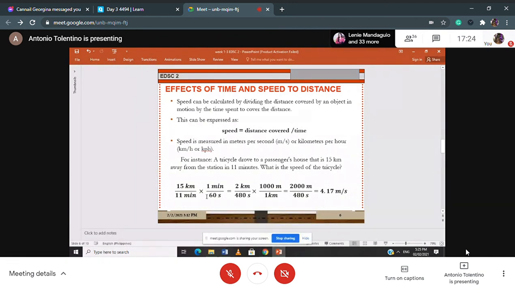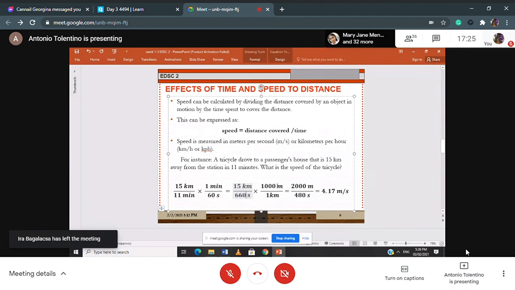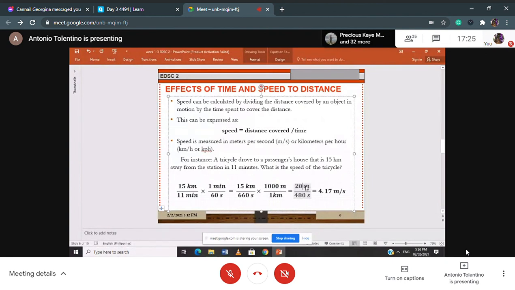Let's first convert. Okay, 15 kilometers. Let's first convert the minutes to seconds. We're going to maintain 15 kilometers and convert the 11. So 11 times 60, what's your answer? 660 seconds. And then we're going to convert now into meters. So 1 kilometer to meter, this will now result into 15,000.